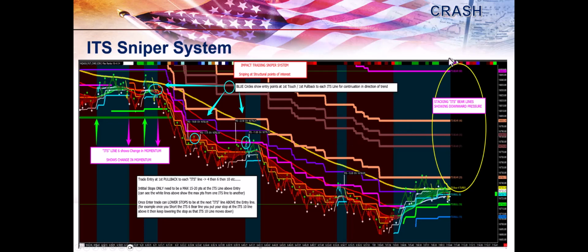You can see that we have a stacking of ITS bear lines here showing downward pressure. So there's more bear lines above us than there were bullish lines above us, so we can see that we have a downward momentum cycle. This could coordinate with an AM high to low. In this case, this is probably the spill, actually, from the opening down to the spill at 7 o'clock.